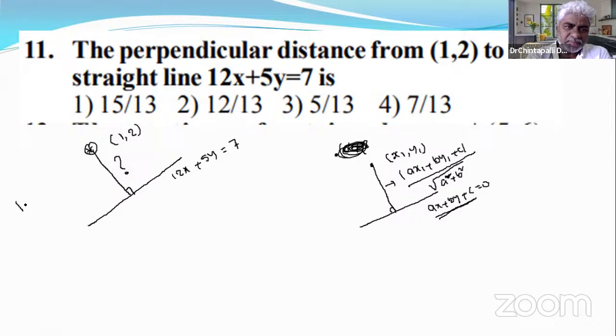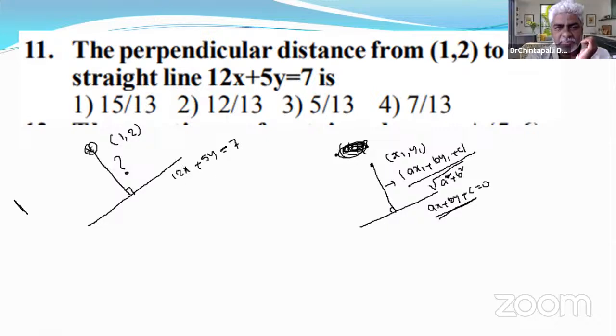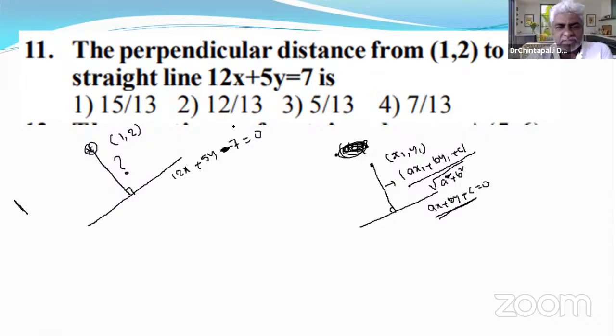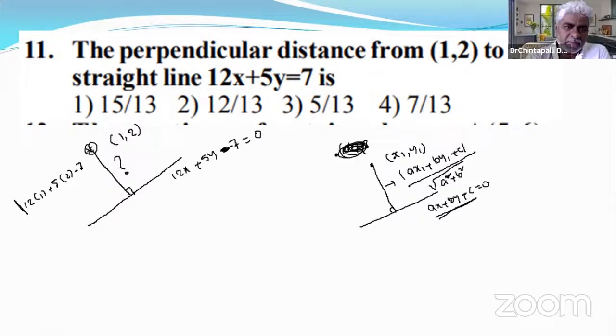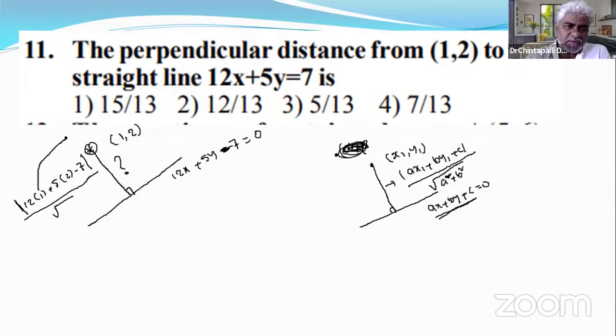Mod of 1 times 12. Plug in the point 1 comma 2 in this part. The line can be written as 12x plus 5y minus 7 is equal to 0, right? So 12 times 1 is 12, plus 5 times 2 is 10, minus 7, divided by the square root of, we are plugging in these two values.